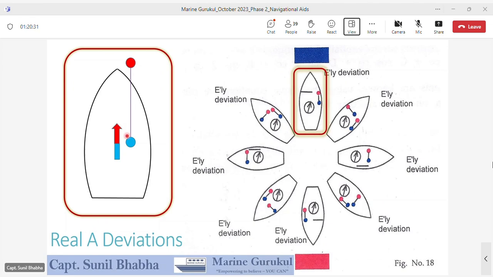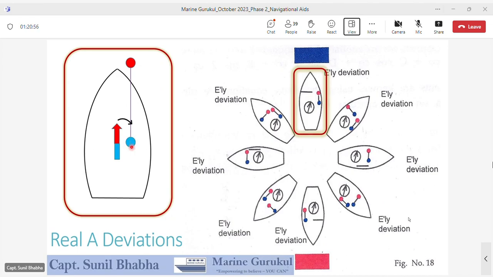So when it attracts the north end towards it, the compass is going to deviate to the right side. Looking at the diagram, it is going to deviate to the right side, and that is easterly side. With the vessel heading north, the right side is easterly direction, so an easterly deviation is generated.